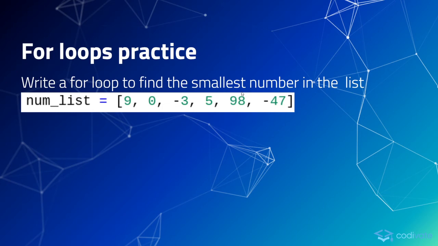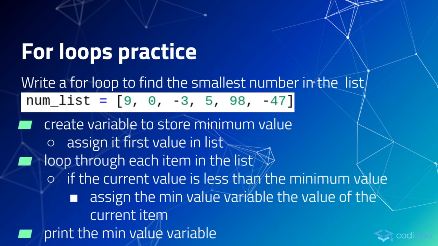So how would we take this procedure and apply it to Python code? This is basically the procedure we have to follow in Python. We create a variable to store the minimum value. We'll start off by assigning it the first value in the list, which will be our minimum so far. Then we loop through each item in the list, and if the current value is less than the minimum value, we assign that min value variable the value of the current item. Once we're done with this entire looping process, we print the min value variable just to confirm that we have the correct answer.